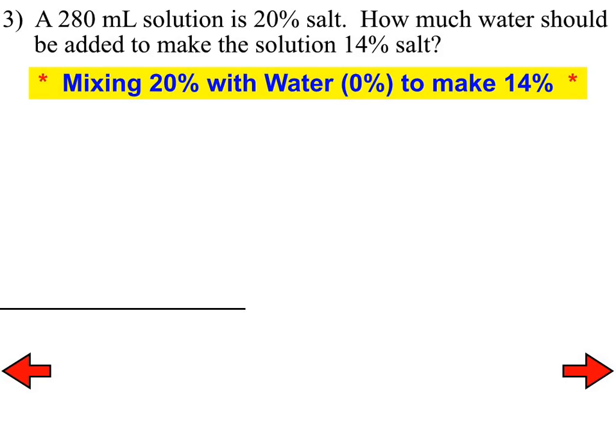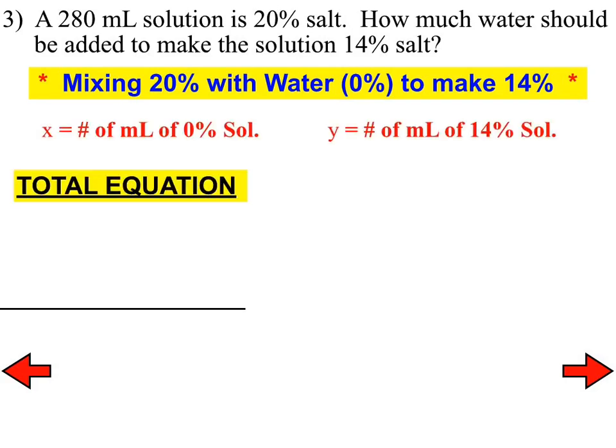Once you realize that, it's really identical to the first two types of problems. We do know how much we have of the 20%. That would be 280. We do not know how much water we have, the 0%. And we do not know how much we have of the 14%. So that leaves us with a total equation of something like that.